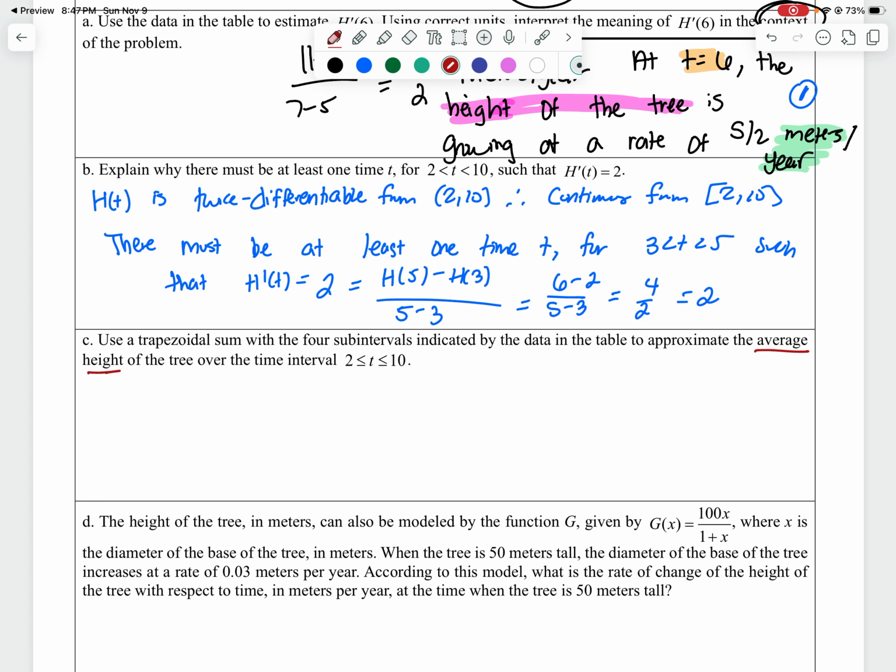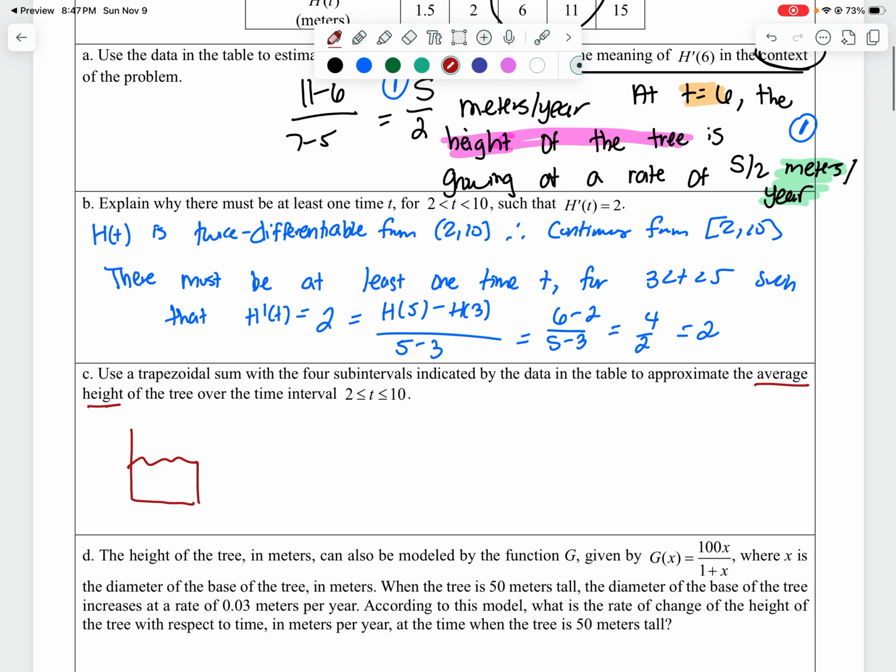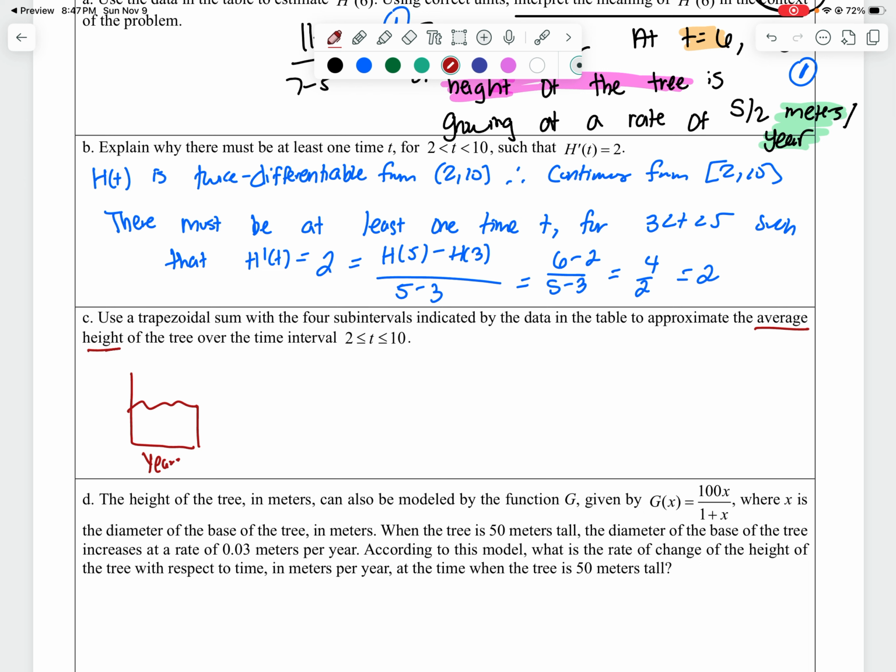Now, before I do that, let's make a visualization on what's going on. No, that's years. This is years. This is meters. So if I were to find the area of this, I'm going to get meters times years. Now, that's my unit if I were to find the area under the curve.